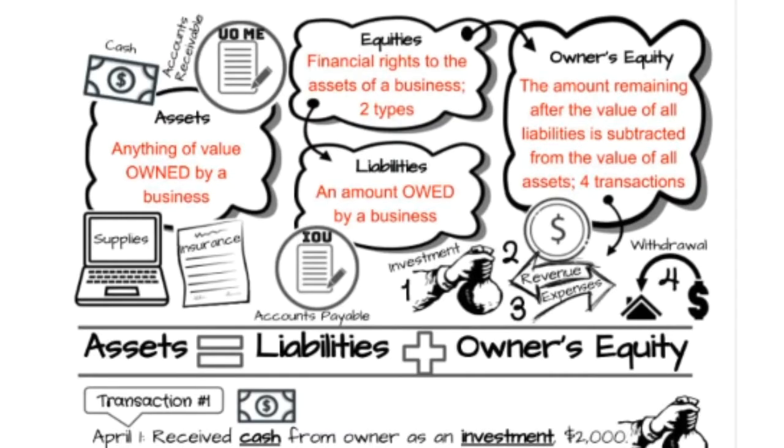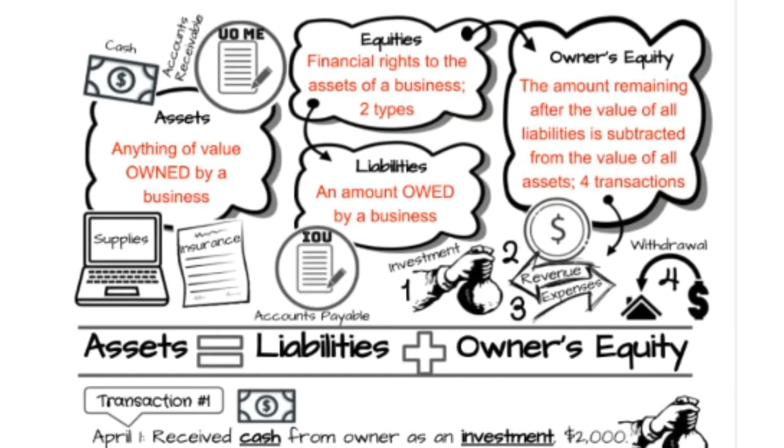Then owner's equity. This is defined as the amount remaining after the value of all liabilities is subtracted from the value of all assets. And four images here represent transactions that fall under owner's equity. The first one is an investment. That's if somebody, the business owner or somebody else, wants to put money into the business. That's an investment, and it impacts an account called owner capital, which we'll talk about later.